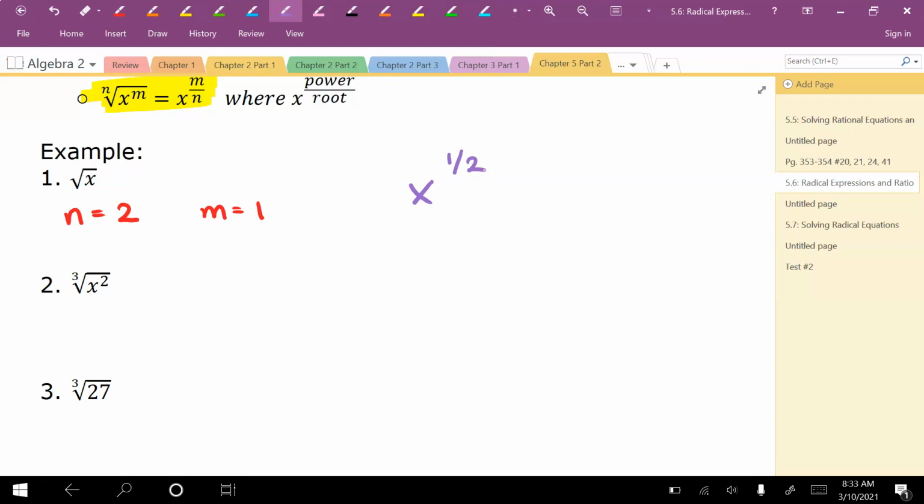So how do you guys think we would rewrite number 2? Yep. x raised to the power of 2/3. Okay, so you guys write down what you think number 3 should say.